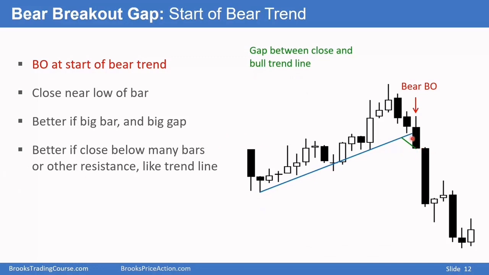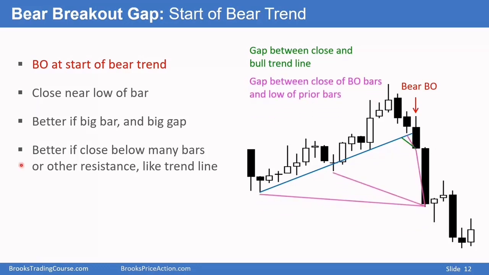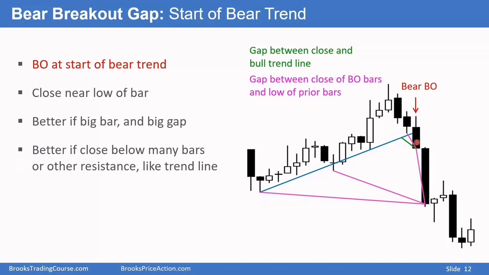It closed below the trend line, so there's a gap between its close and the trend line, a gap between its close and the low of the prior bar. Gap here, and then we have an even bigger bear breakout, and there's a gap between its close and the low of the prior bar, its close, this low, its close, that low. We have a 4-bar bear breakout. If you want, you can call it a gap, you can call it a breakout, you can call it a reversal. Strong enough momentum so that there's going to be at least a second leg down.